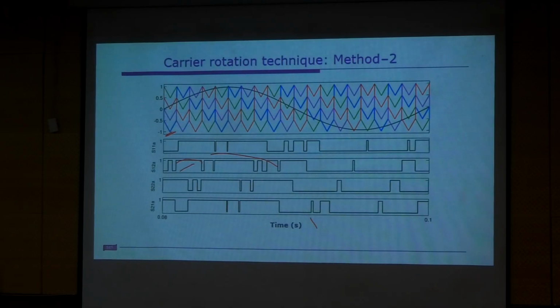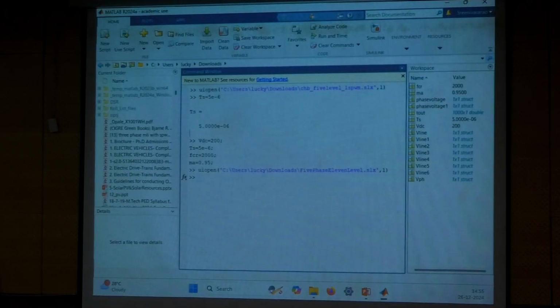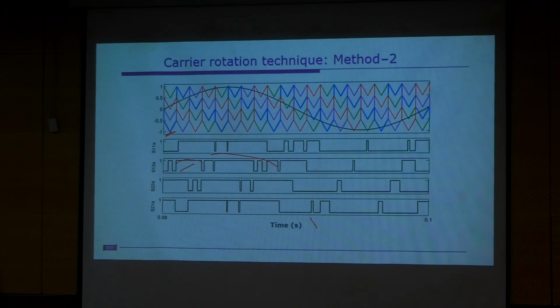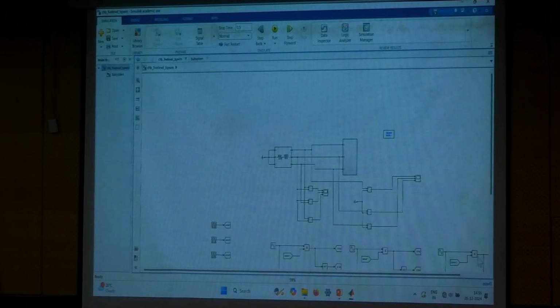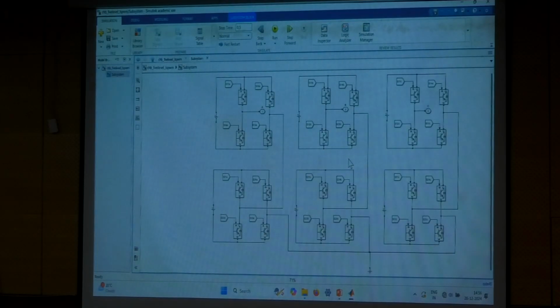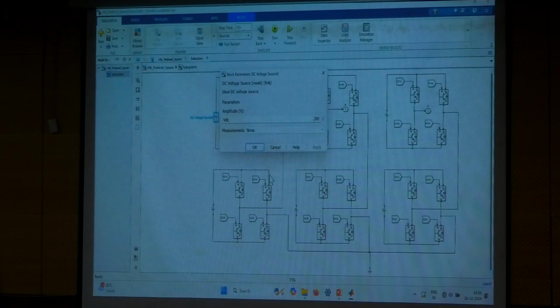So I made some simulations. I will quickly show, and also I will share these. You have DC sources on one end. What kind of inverter is this? Cascade H bridge. As long as you have DC sources on this side, it is fairly simple, very straightforward.